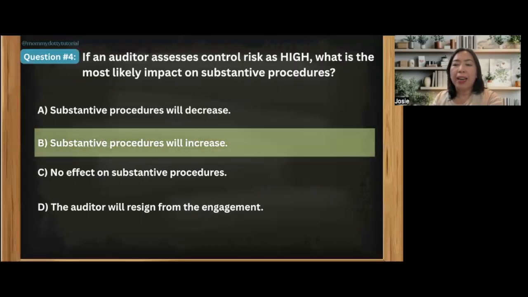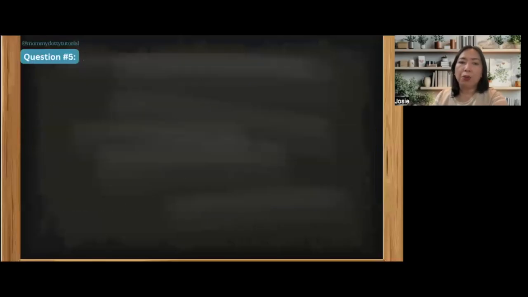Okay. High control risk means controls can't be relied on. So that's what we were discussing in my prior videos, no? If the risk is too high, that means the work of the auditor will also increase. Auditors must perform more substantive testing. For example, as I mentioned before, the confirmation of more receivables or more payable balances. Okay. Let's go now to question number 5.